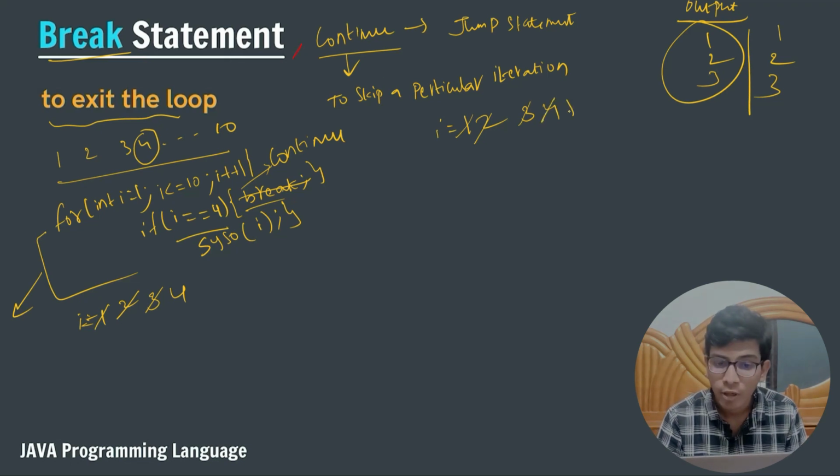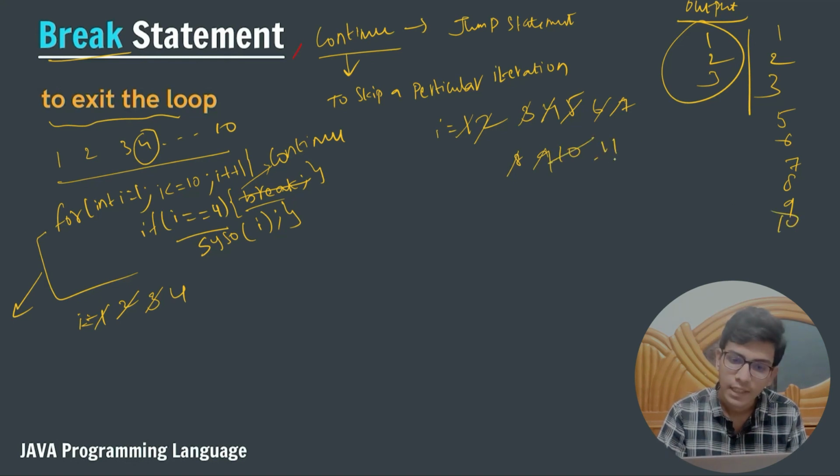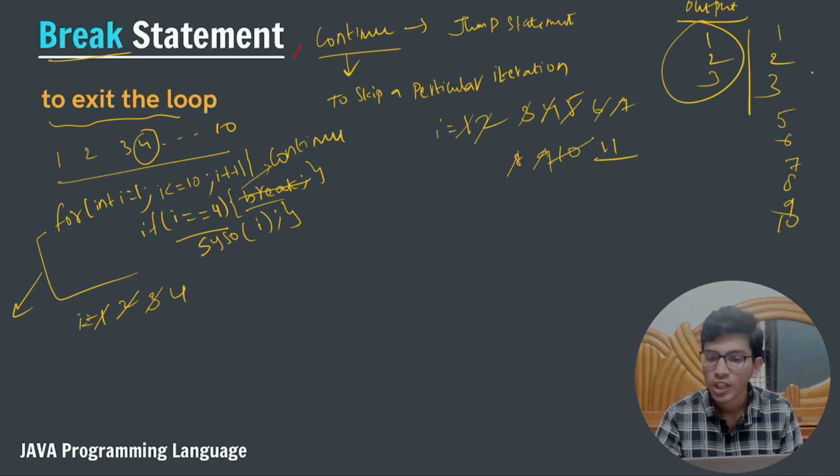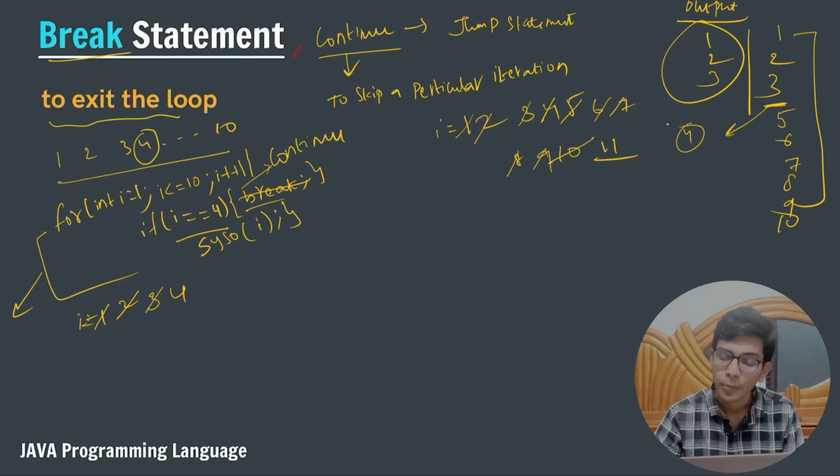So i will become 5, and 5 will be printed here. i will become 6, 6 will be printed. 7, 7 will be printed. 8, 8 will be printed. 9, 9 will be printed, and 10, 10 will be printed, and 11. Finally the condition is false, then we'll stop the loop. So you can see that at the 4th iteration we have skipped that particular iteration, and we haven't printed the value of 4. So this is the difference between break and continue.